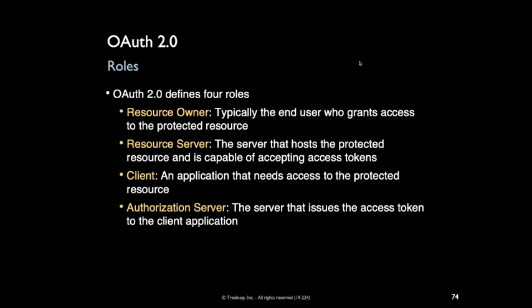The client is the application that wants access to the protected resource. So in our example, the client is mint.com. Because mint.com is who wants access to that protected resource, okay? The authorization server is the server that issues access tokens to the client application. Many times the authorization server and the resource server are the same thing, but they could actually be separated from each other, okay? So in our scenario here, we've got the resource owner, who is you, the resource server, that is the bank, and the client, that is mint.com.